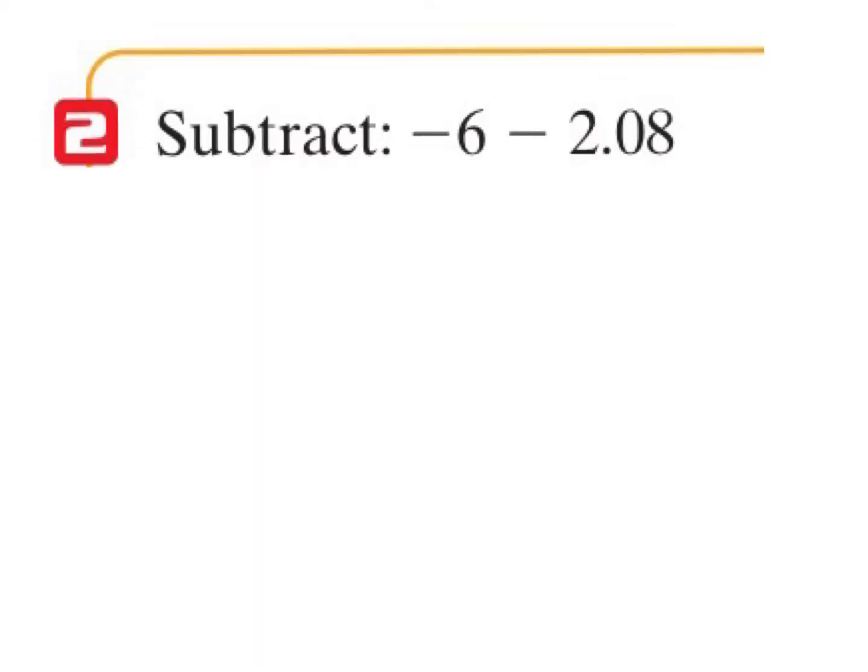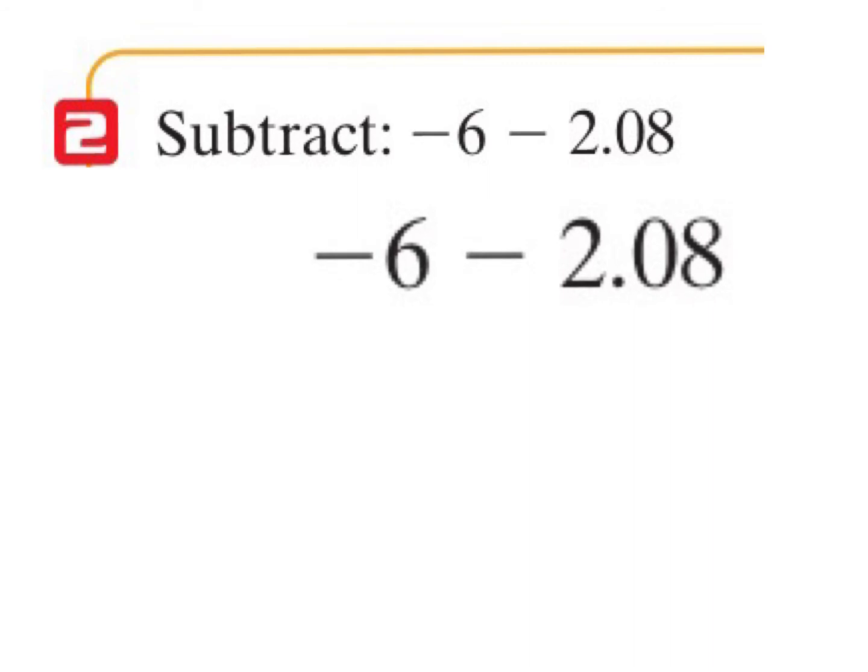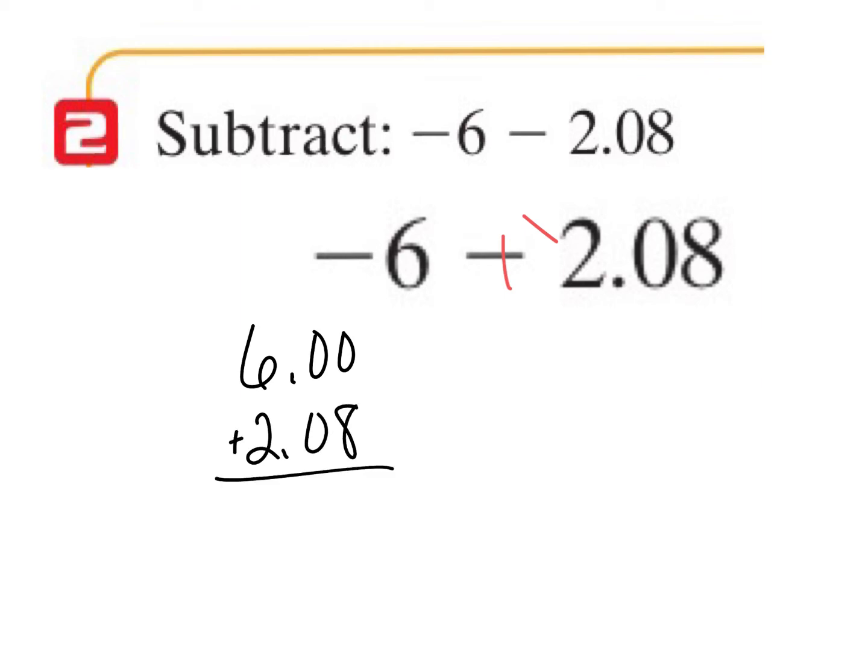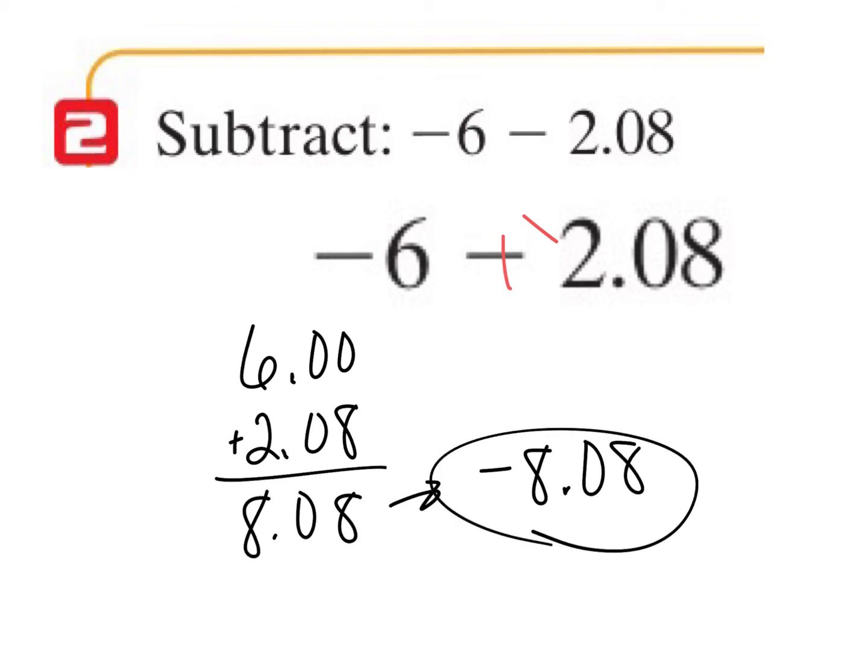Example 2, similar idea. First of all, since it's a subtraction problem, we can add the opposite or keep, change, 2 sign changes in the middle. At that point, these are now both negative numbers. So if they're the same signs as each other, we're going to add them together. They're working together. And those are all negatives. So it would be negative 8 and 8/100.